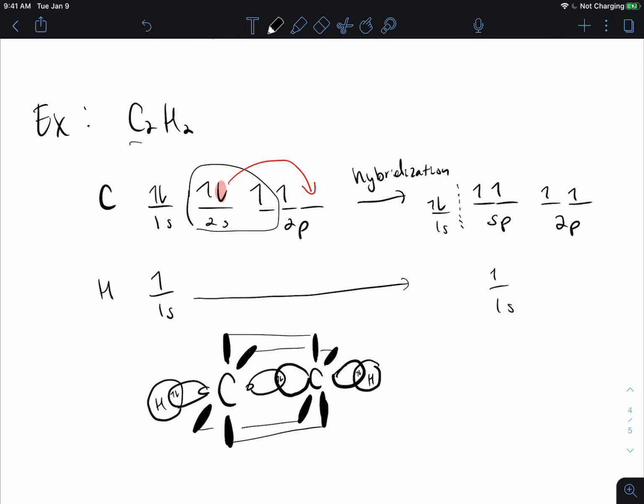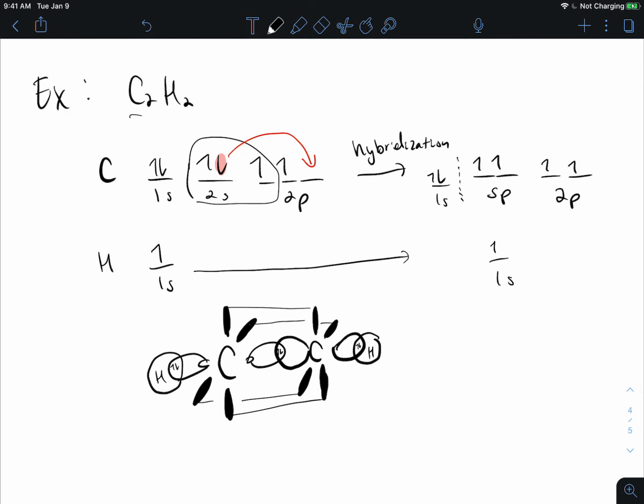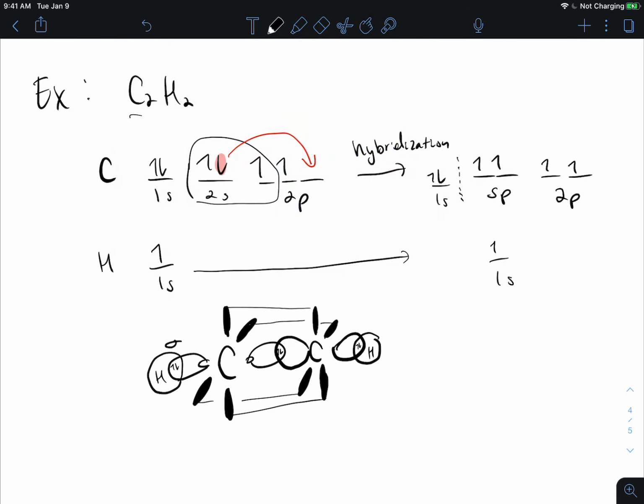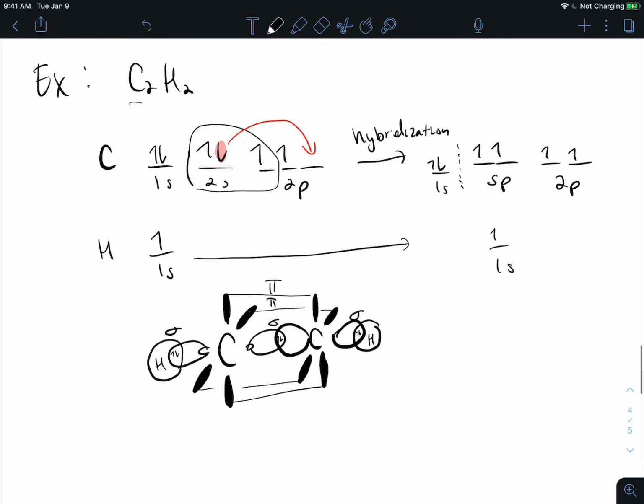And there we go. Now, when we look at this, it is a sigma bond, sigma bond, sigma bond, pi bond, pi bond, sigma bond. Okay, that's everything for this video.